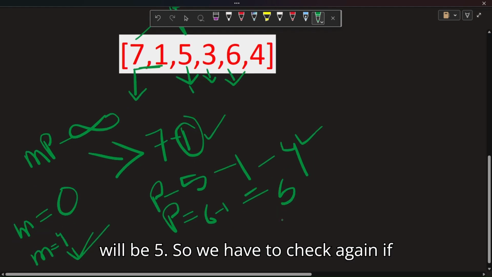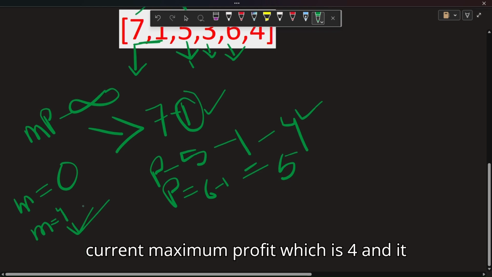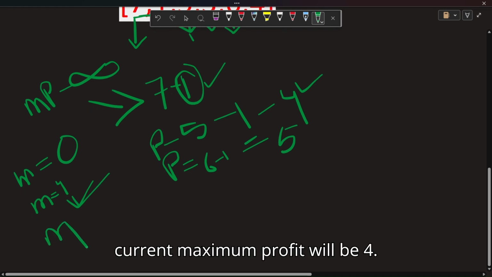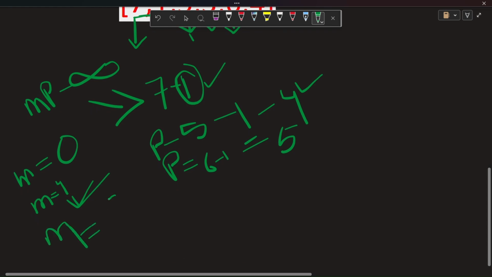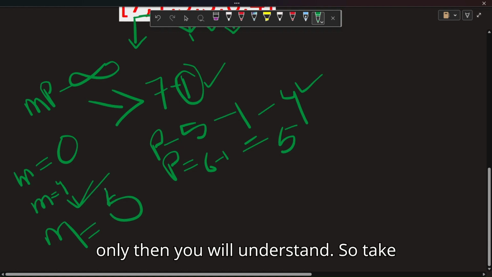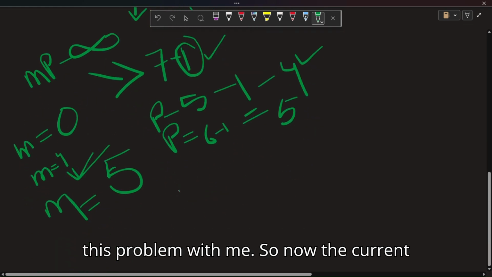So we have to check again if this profit is maximum or not. To check that, we have to compare it with the current maximum profit, which is 4, and it is more than 4. So now the current maximum profit will be 5. You have to dry run this code with me, only then you will understand. So take a notebook and pen and try to dry run this problem with me.